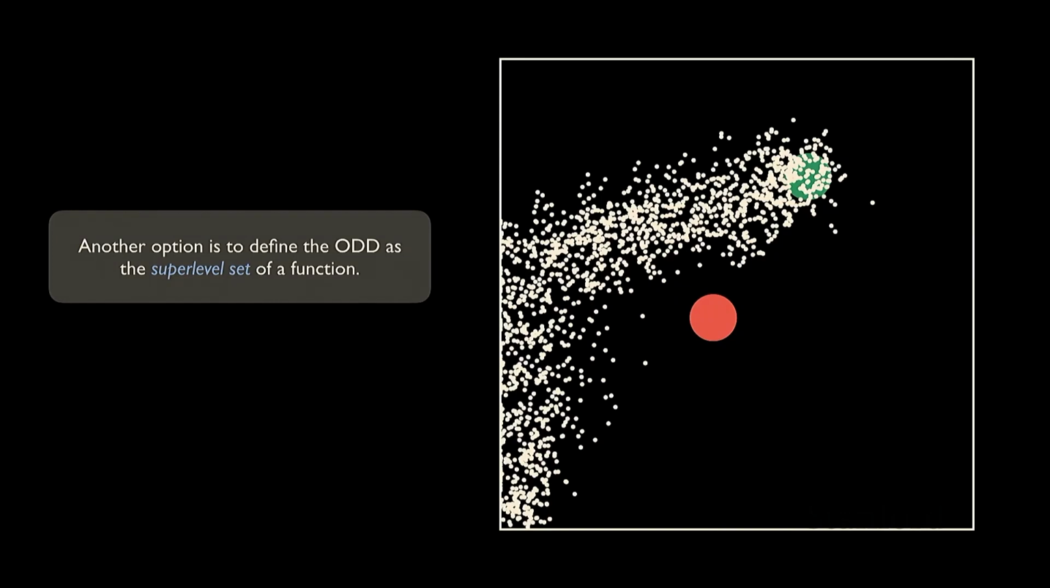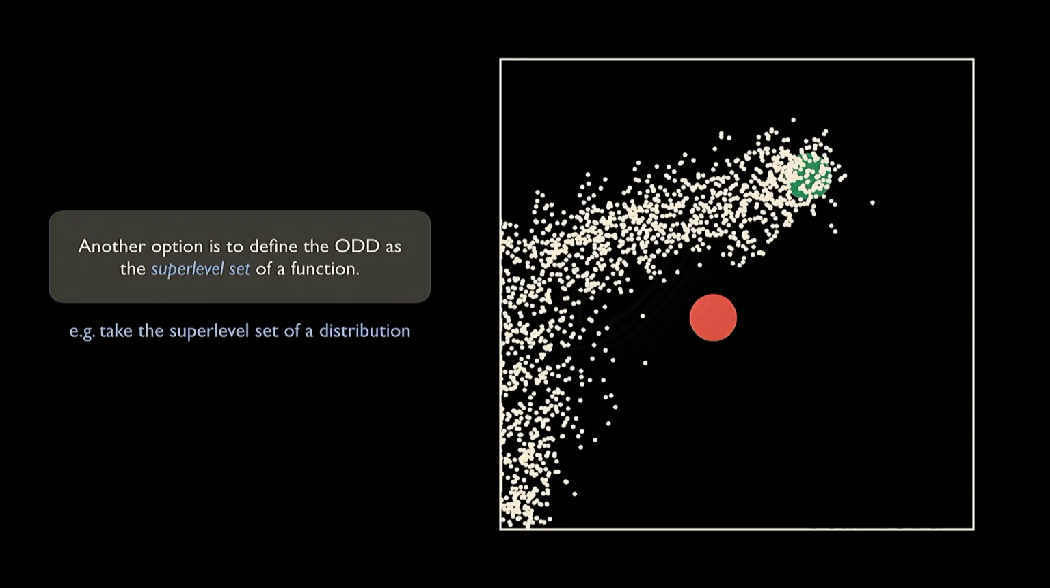Okay. So one more option for defining the operational design domain is to use the super level set of a function. So now we're going to talk about distributions. So what we could do is define it as the super level set of a distribution. Super level set, if you're not familiar with the term, it's just all the points that result in a function value greater than some value. So just think of, if you had a plot of a function, just chop it off at some value, and it's all those points that correspond to that value or higher.